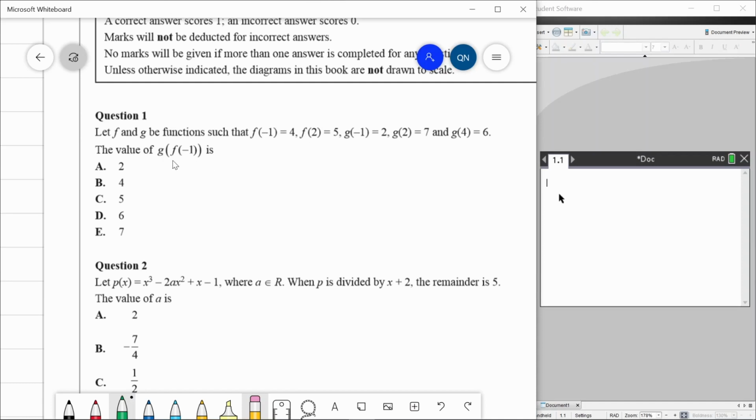We want to find the value of g of f of -1. So what is f of -1? It's 4. What happens if you plug 4 into g? It's going to be exactly 6. So the answer is D.